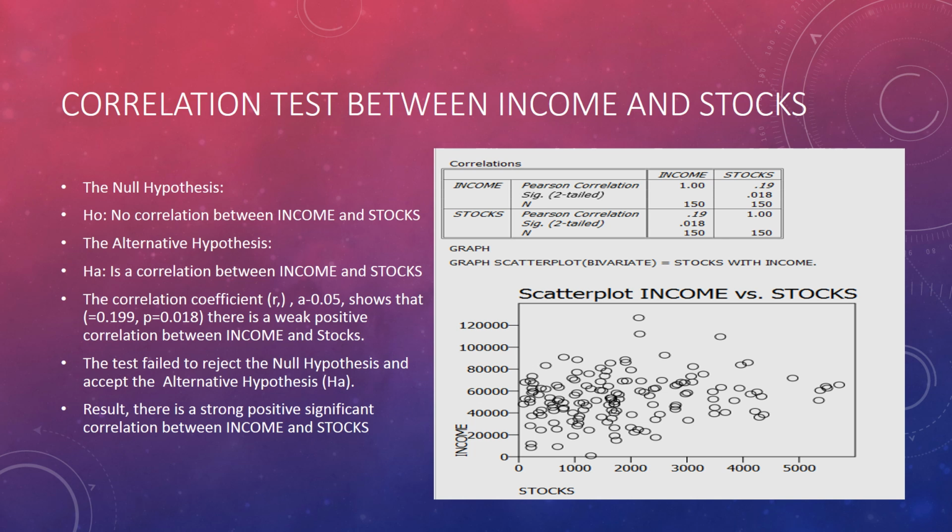The next slide shows the correlation test between income and stocks. The null hypothesis: there's no correlation between income and stocks. The alternative hypothesis says there is a correlation between income and stocks. The correlation coefficient, assuming alpha equals 0.05, shows that R equals 0.199 and P equals 0.018, meaning there is a weak positive correlation between income and stocks. The test rejected the null hypothesis and accepted the alternative hypothesis. The result is there's a significant positive correlation between income and stocks.